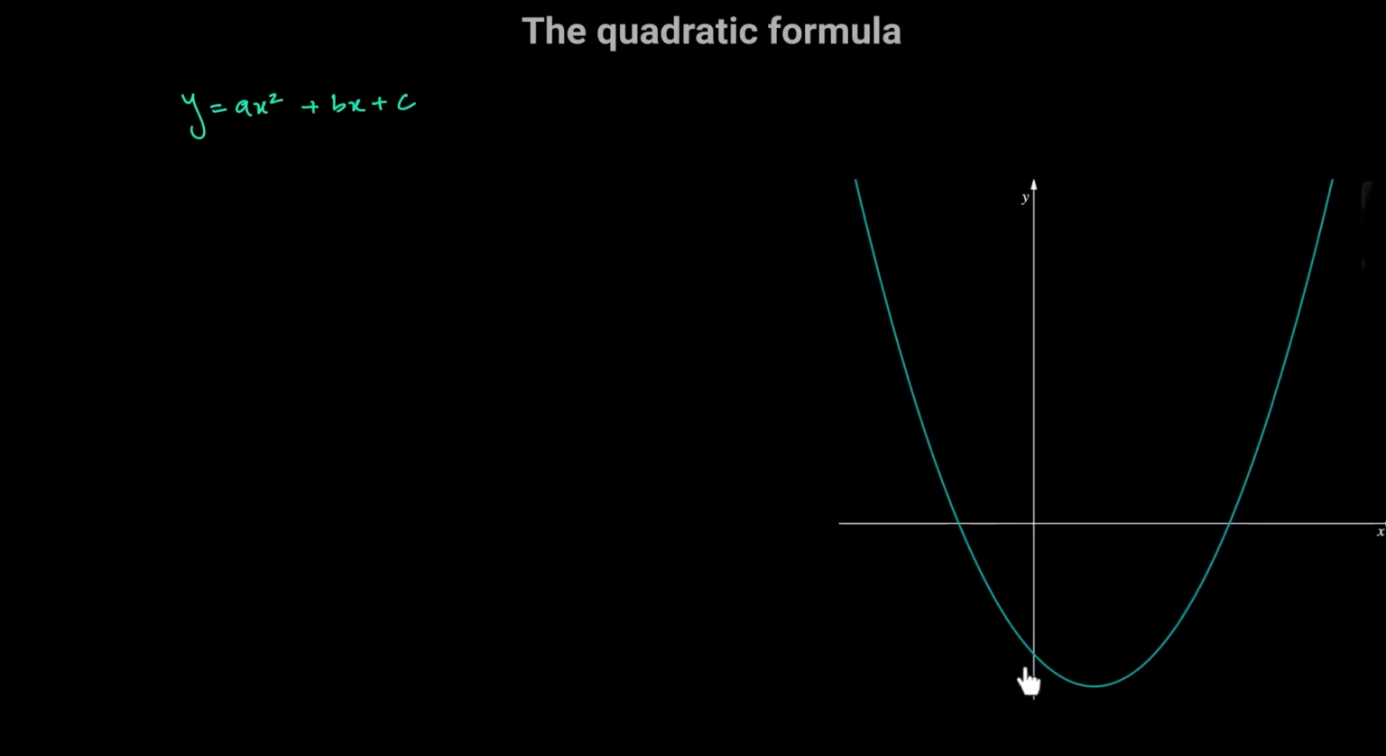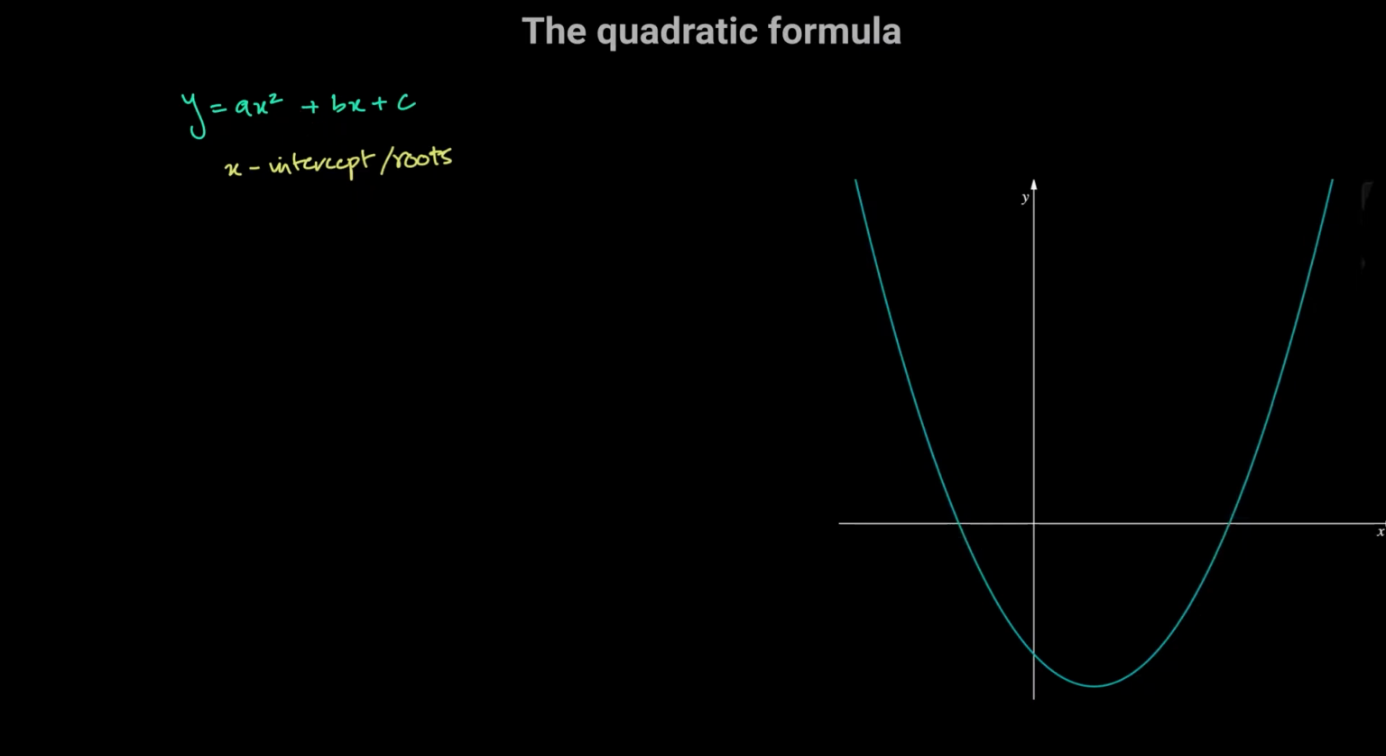Alright, so here we have this parabola that has the equation y is equal to ax squared plus bx plus c. And what I want to do is determine the x-intercepts. I want to determine the values of the x-intercept or the roots for this parabola in terms of a, b, and c. In other words, I want to know the values of x at which this curve intercepts the x-axis in terms of a, b, and c.